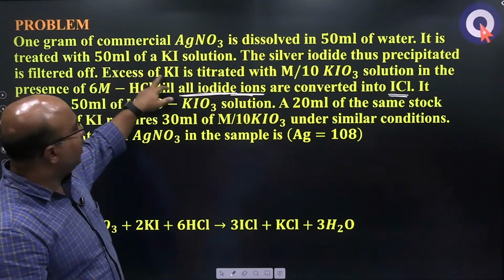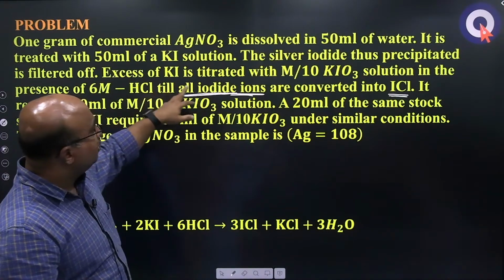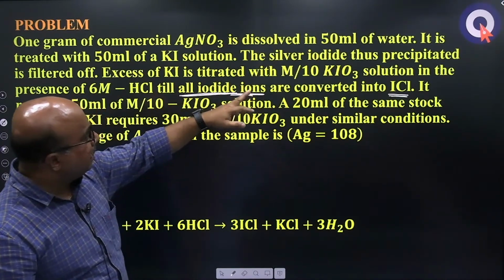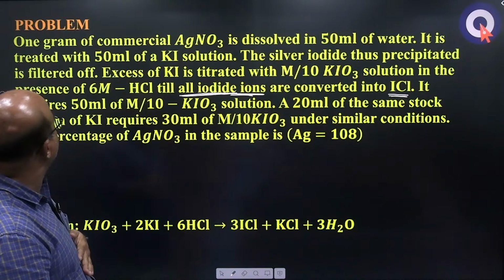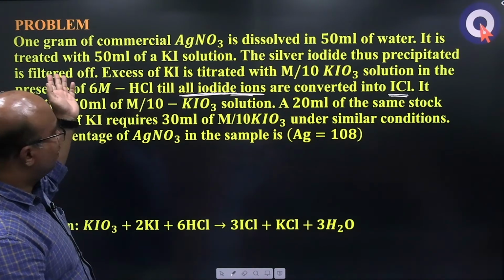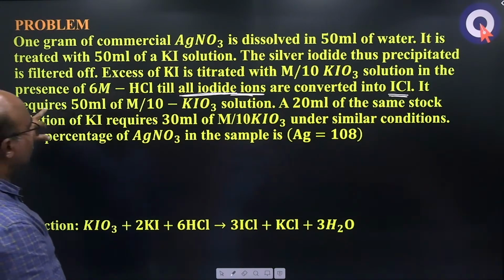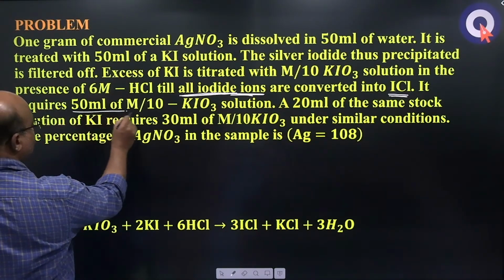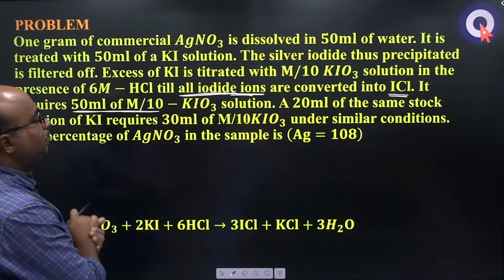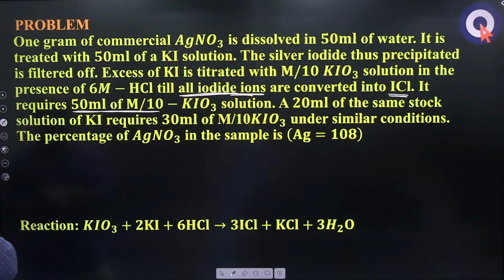But the excess of KI solution is titrated with M/10 KIO3 solution. Excess KI, whatever is left there, we titrated with this, and the KIO3 solution consumed is 50 ml. If 20 ml of the same stock solution of KI requires 30 ml of M/10 KIO3 solution under similar conditions, what is the percentage of silver nitrate in the sample?